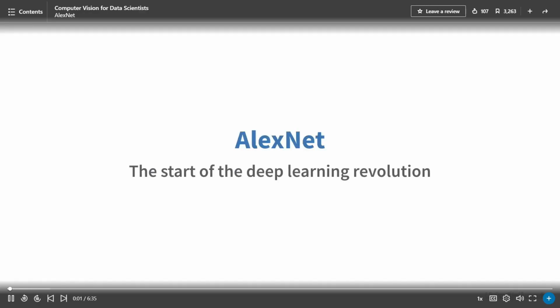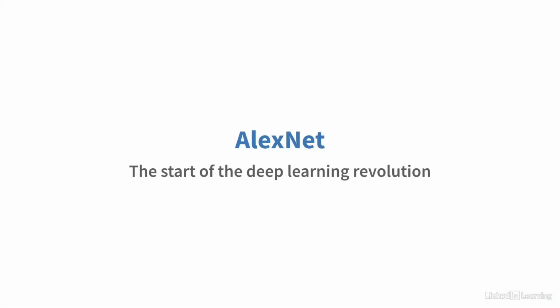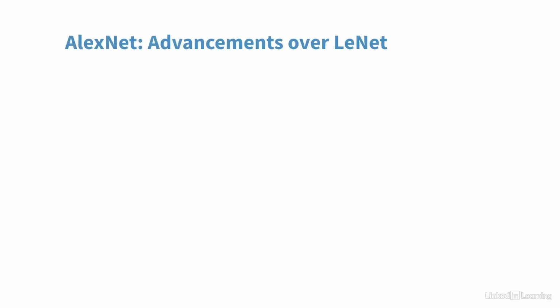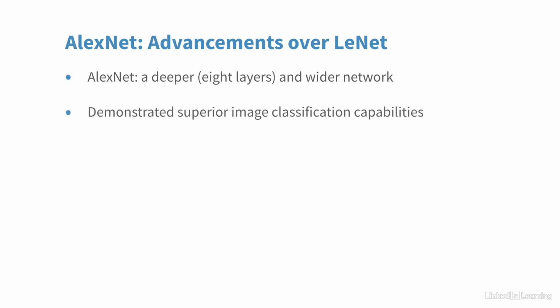AlexNet, which was developed by Alex Krizhevsky, Ilya Sutskever, and Geoff Hinton in 2012, started the deep learning revolution. Let's take a moment to appreciate AlexNet's key contributions and impact on future architectures. First is that AlexNet introduced deeper and wider networks. AlexNet introduced an 8-layer network with a wider architecture, meaning more feature maps compared to previous architectures like LeNet. This demonstrated that deeper networks could excel in image classification tasks.